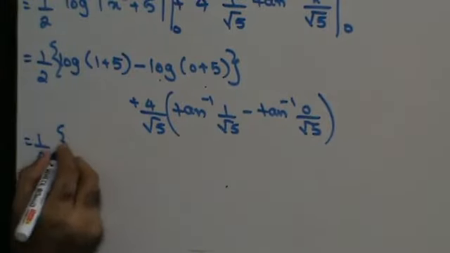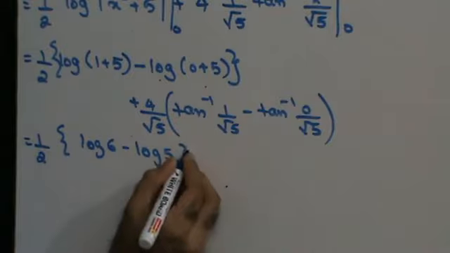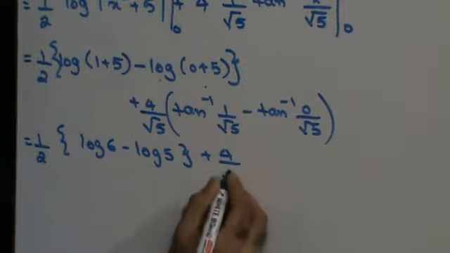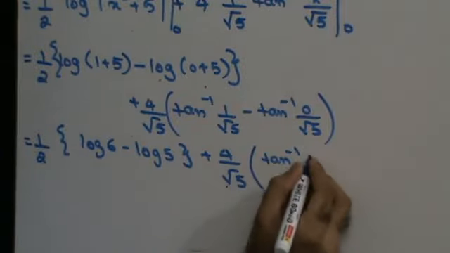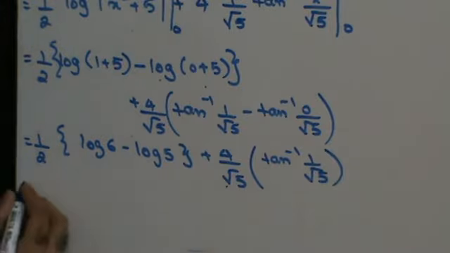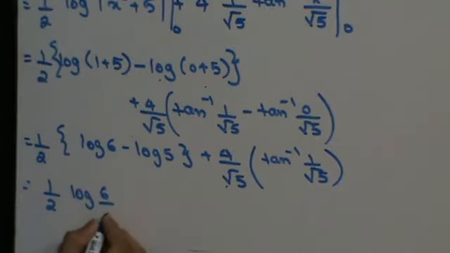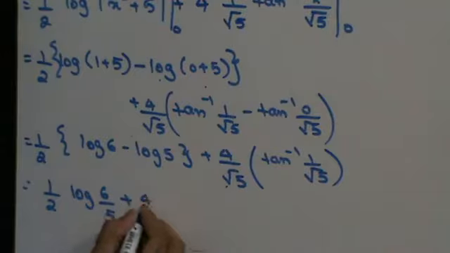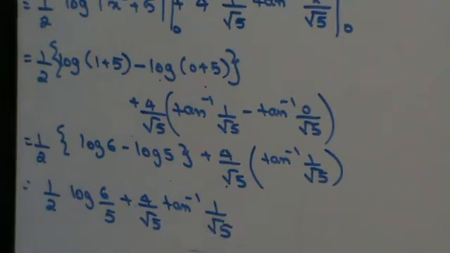This is 1 by 2 [log 6 minus log 5] plus 4 by root 5 tan inverse of 1 by root 5. Tan inverse of 0 is 0. Log A minus log B is log A upon B. So this is log 6 upon 5 plus 4 by root 5 tan inverse of 1 by root 5. Right? That will be the answer.